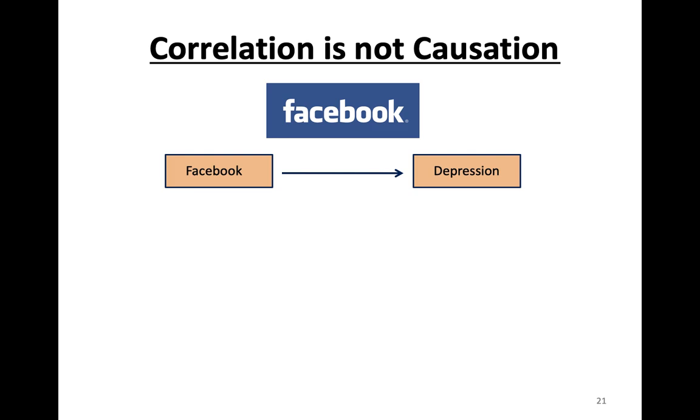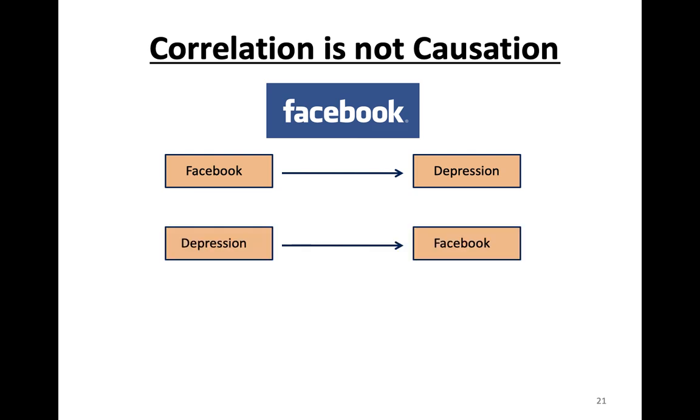But here's why, and maybe you can think in your head what some of the alternative explanations are. One alternative explanation is reverse causation. Just because we see a positive correlation, it just means that high numbers go with high numbers and low numbers go with low numbers. But it doesn't necessarily mean that the number of hours on Facebook is causing the depression. In fact, it could be completely opposite.